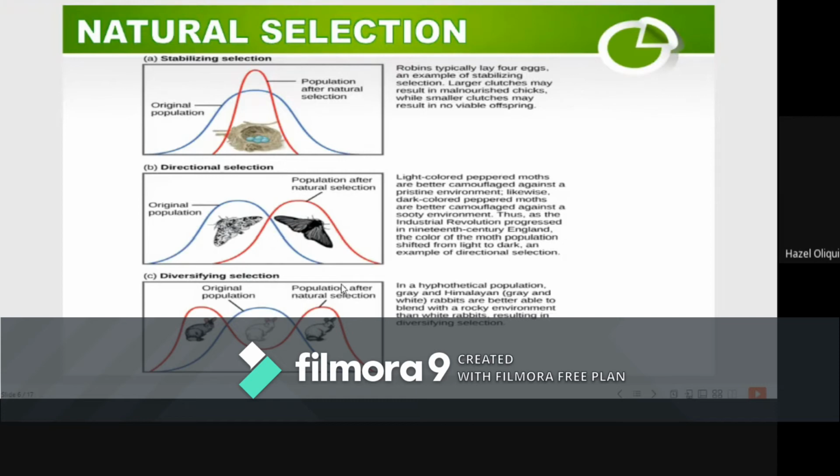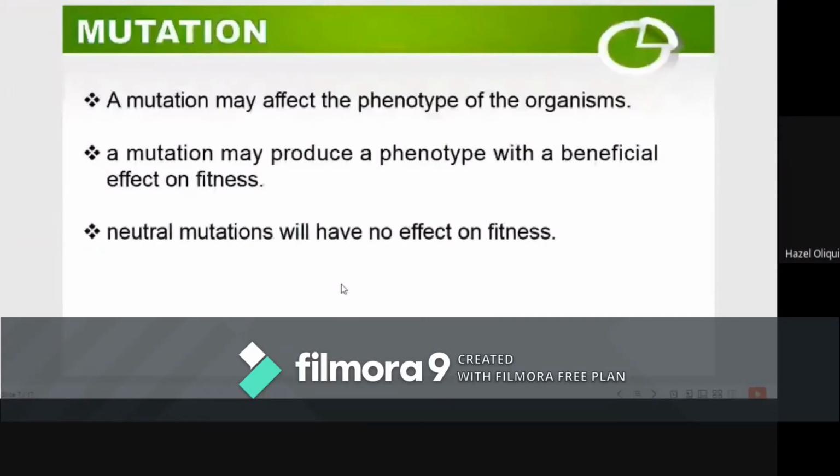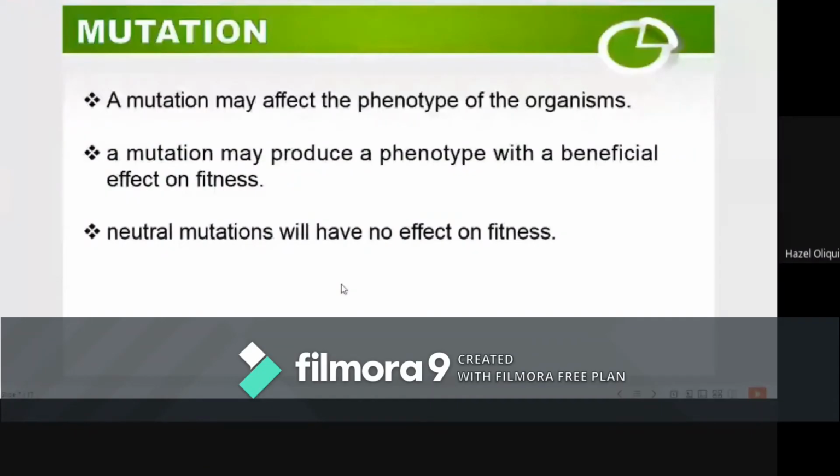In a hypothetical population, gray and Himalayan rabbits are better able to blend with a rocky environment than white rabbits, resulting in diversifying selection. Then we have mutation, which is a source of new alleles in a population. Mutation is a change in the DNA sequence of the gene. A mutation can change one allele into another, but the net effect is a change in frequency.